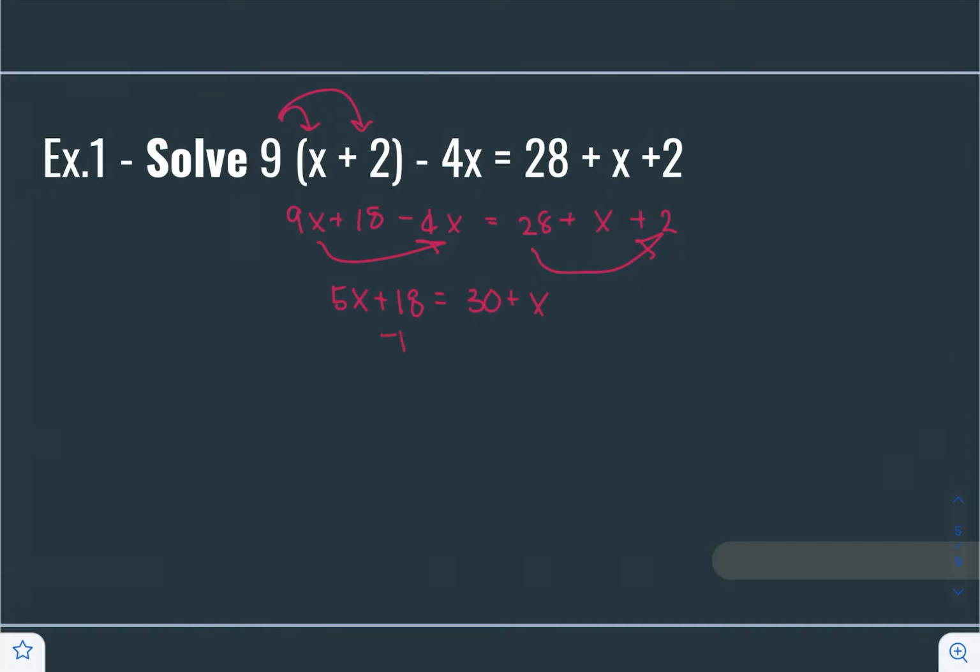Now, we're going to subtract 18 from both sides and subtract x from both sides. So now we're done with that, which is going to be 4x equals 12. And we're going to divide both sides by 4, which we're going to get x equals 3.